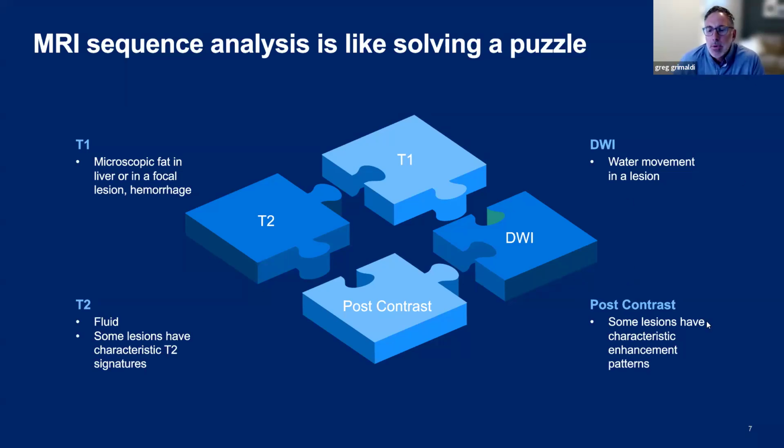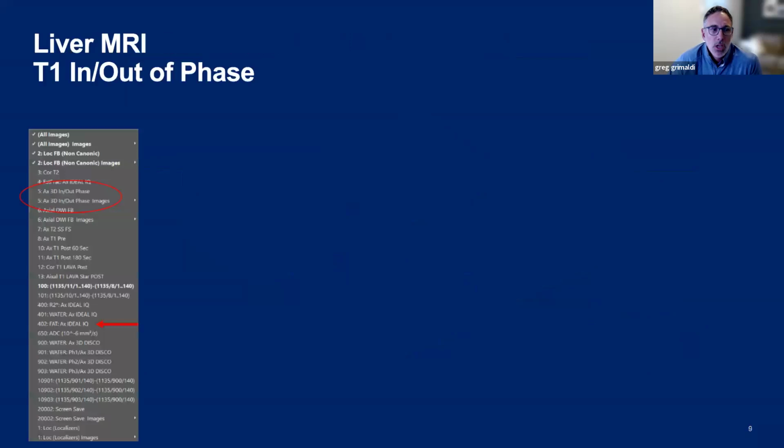And then much like CT with post-contrast, some lesions have characteristic enhancement patterns, and we'll be able to go through some of those. So when I look at an MRI, it's not like CT where we just look at one image or maybe 1 or 2 phases. I'm looking at many different images to put the pieces of the puzzle together to try to figure out what's going on in the liver. So let's go through some of those pulse sequences.